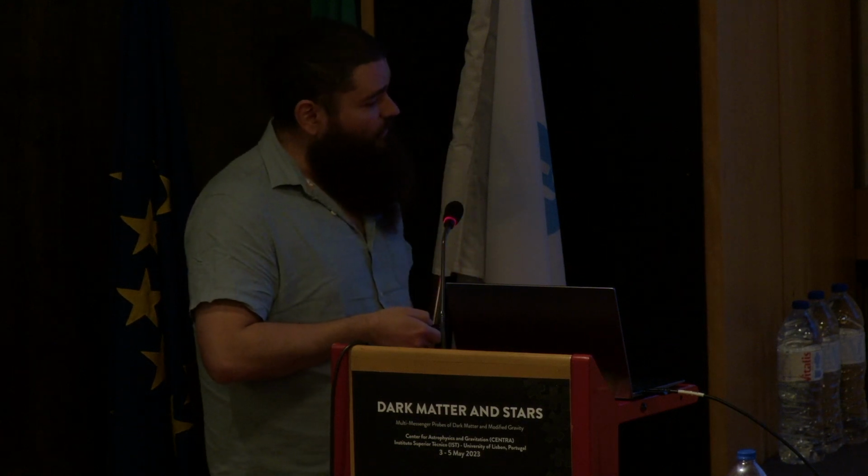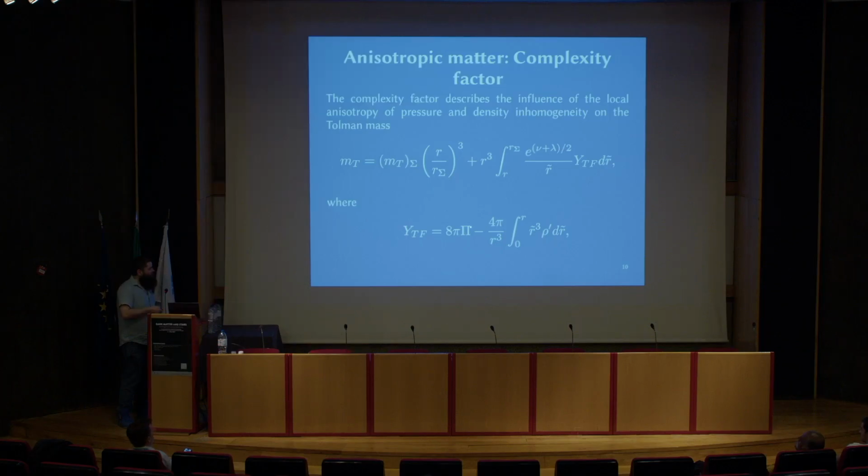For instance, if P is different to 0, and the derivative of the density is different to 0, the sum of these two terms can be 0, and still the solution can be anisotropic, but the Tolman mass is still the same, like the classical case.